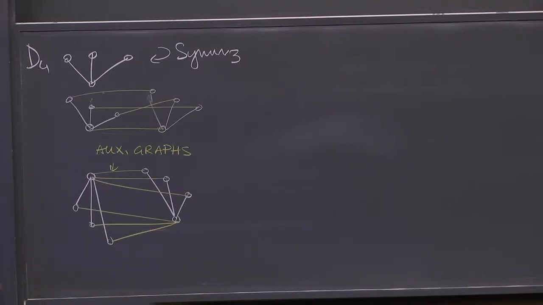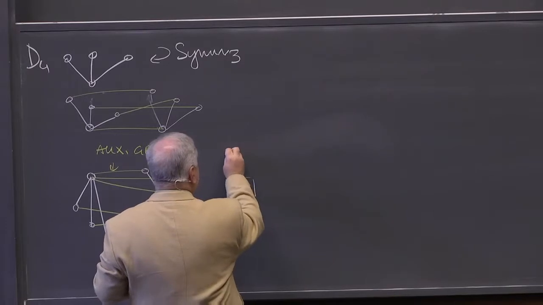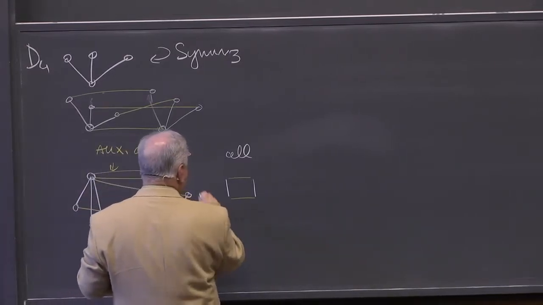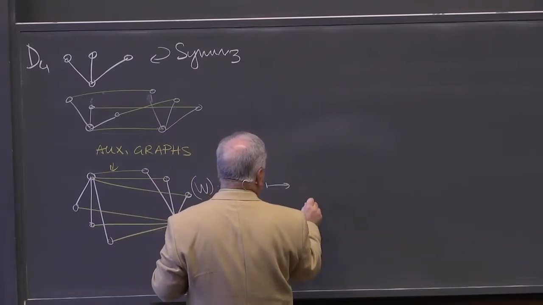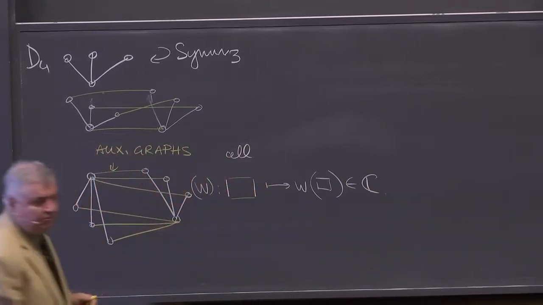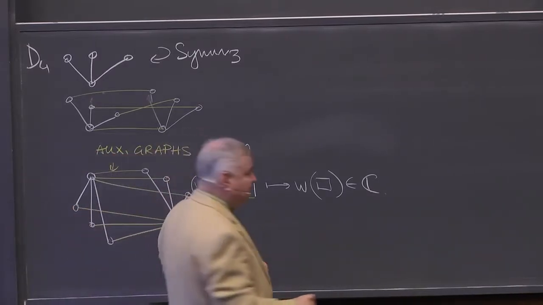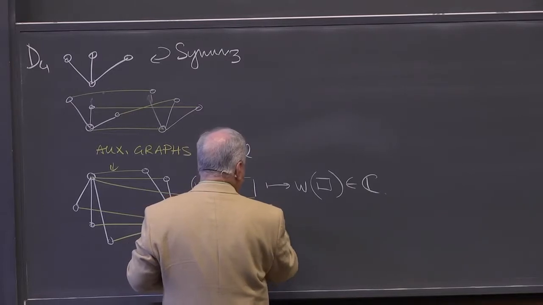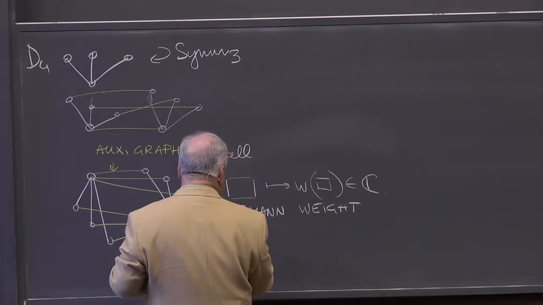And what we're going to do is map every cell. This is a cell. We're going to map it by some number W, which we won't write quite often. This maps into W of the cell in C. So put a number in every square. And this will be a model which physicists call plaquette. This is called the Boltzmann weight. And this is a plaquette model.